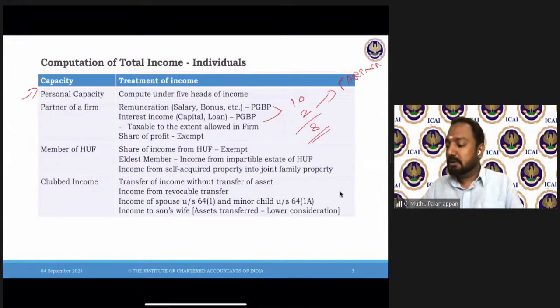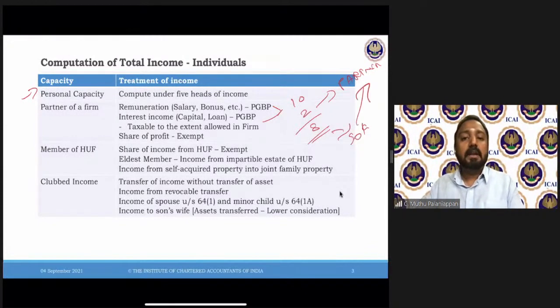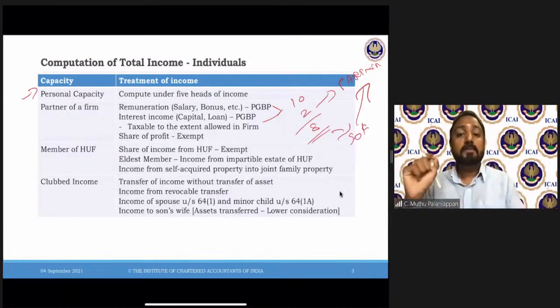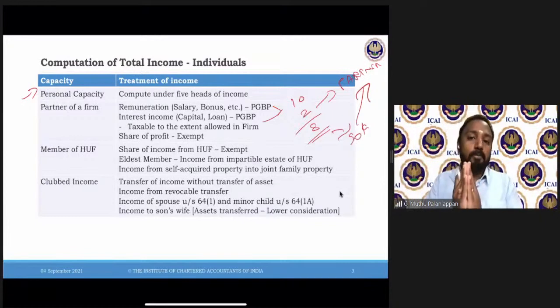Now, this 50,000 is not allowed in the computation. If it is also taxed in the hands of the partner, it is taxed both in the hands of the firm and in the hands of the partner, which becomes double taxation of the same portion. So that is why it clearly says it is only taxable to the extent it is allowed in the firm. So that's the point there.